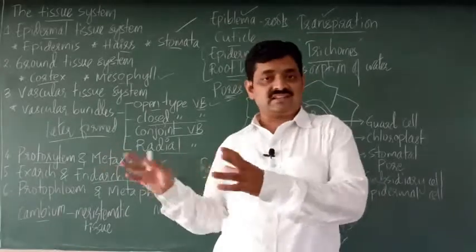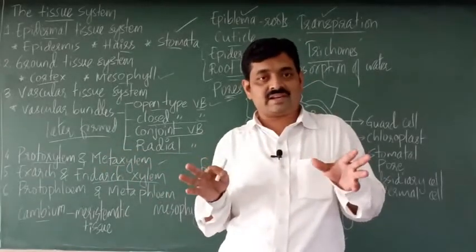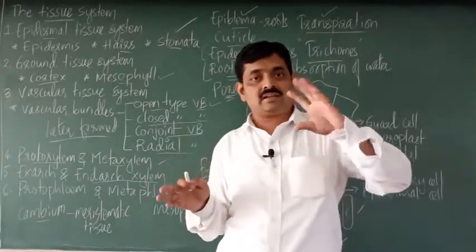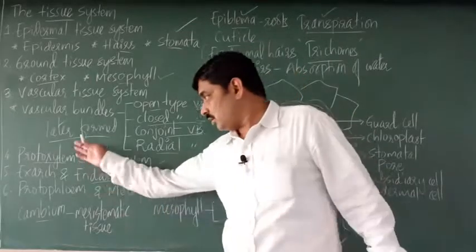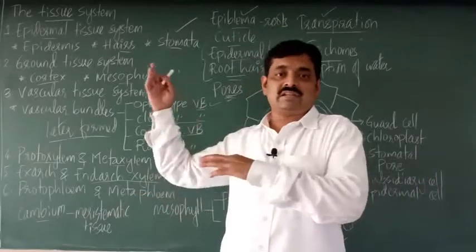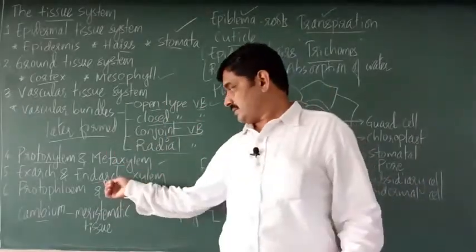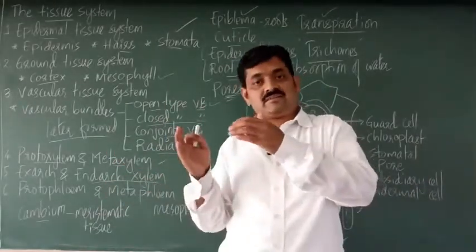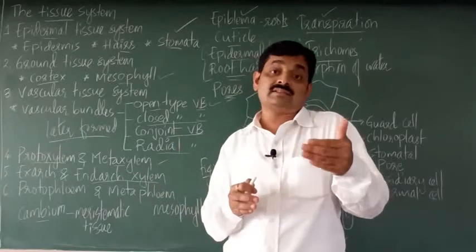Again, you may feel this little tough and complicated, but when we discuss the anatomy of root, stem and leaf, everything will be very much clear to you. So don't worry. At that time again I will tell you. Okay. So endarch xylem means protoxylem faces the center. Then we call that xylem as endarch.